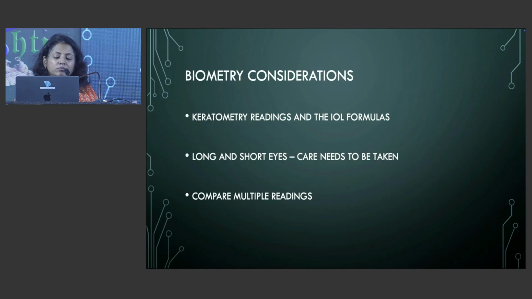Going to the biometric considerations, it is similar to cataract surgery when we are offering a premium IOL to the patient. It is the same over here that we have to keep an eye. But again, here we are dealing with really long and short eyes. So we need to be careful with the biometry that we are going to look into and the formulas that we are going to use. Also take multiple readings so that we are sure about what we are calculating.